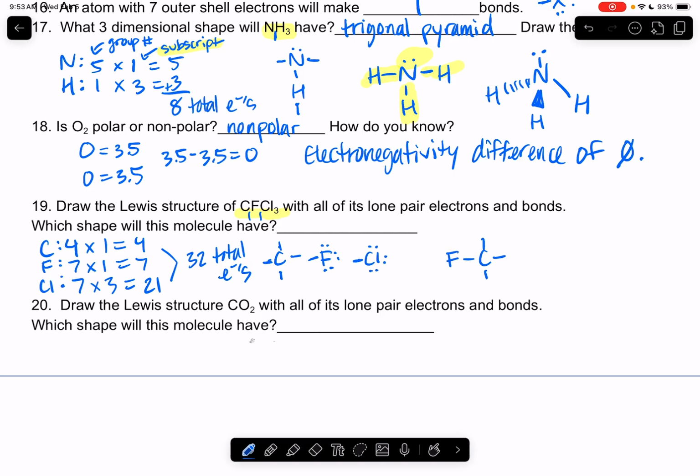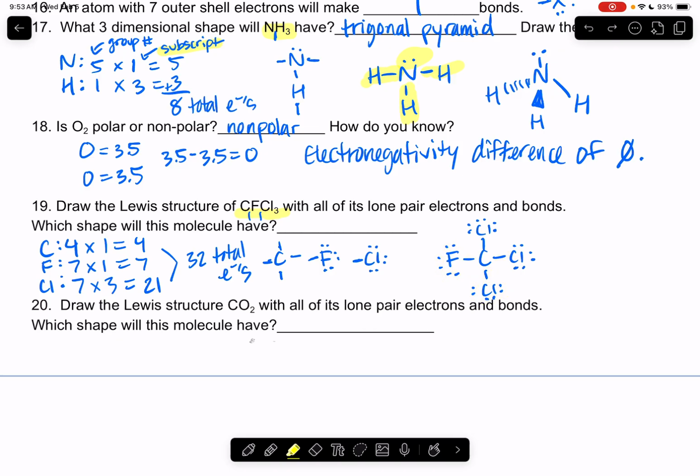We have 1 fluorine, so I'm going to place that one here. And then we have 3 chlorines. And then I'm going to fill in. And then all my fluorines have 1 bond, my chlorines only have 1 bond, and my carbon has 4 bonds. Last thing I'm going to do is double check my electron count. So 2, 4, 6, 8, 10, 12, 14, 16, 18, 20, 22, 24, 26, 28, 30, 32. So this checks out. So this is correctly drawn.